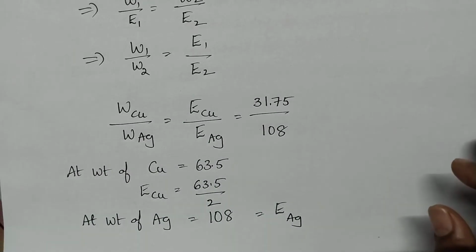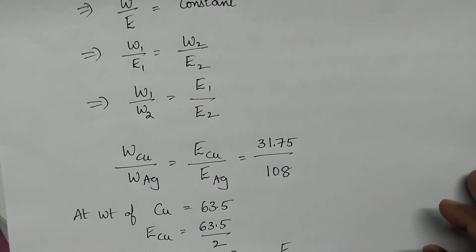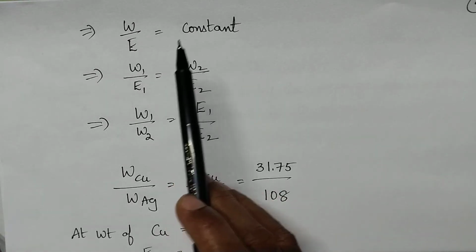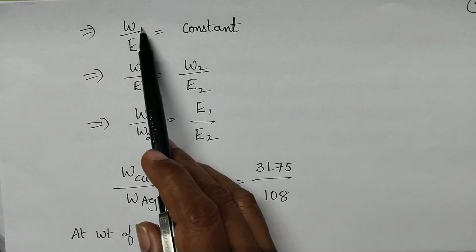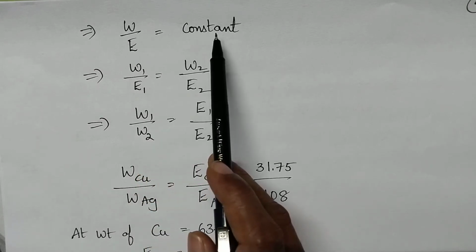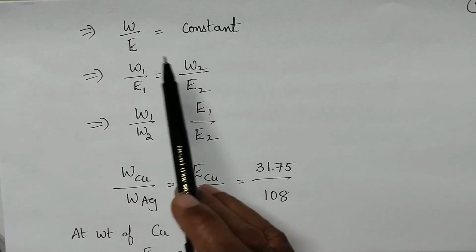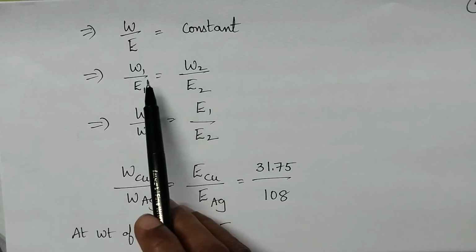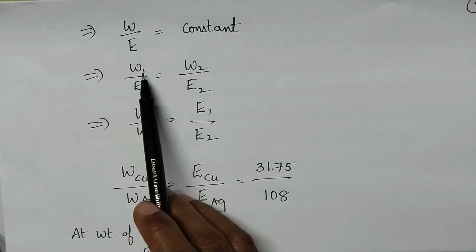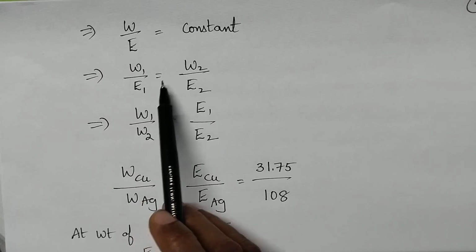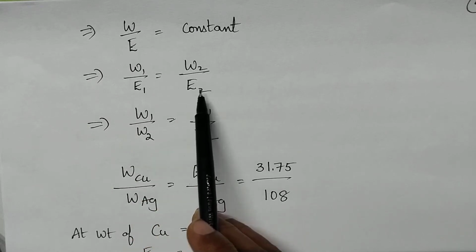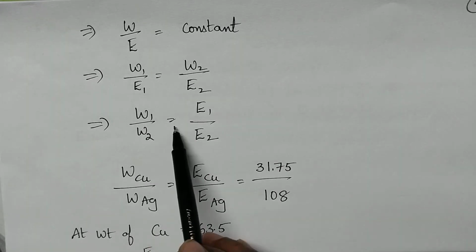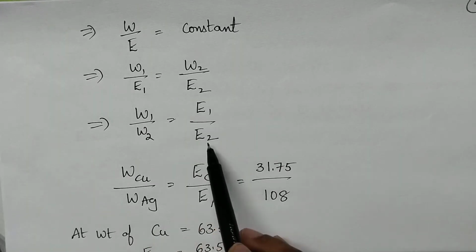Let us derive an expression for Faraday's second law. W is directly proportional to capital E means we can write W by E is equal to constant. Here we considered two electrolytic solutions. Let us apply it for both the electrolytic solutions. That means W1 by E1 is equal to W2 by E2. Let us separate the terms. That implies W1 by W2 is equal to E1 by E2.